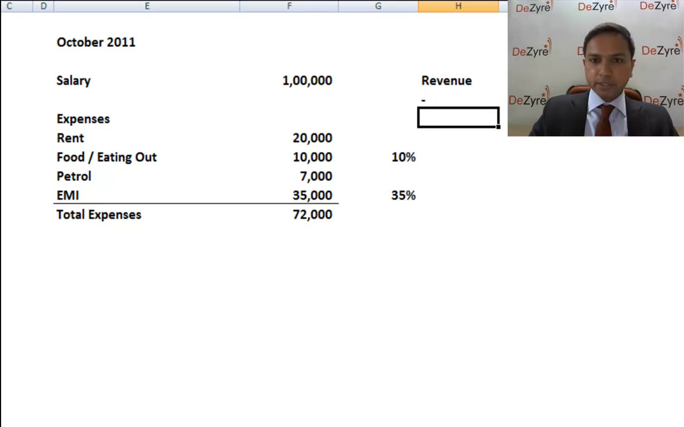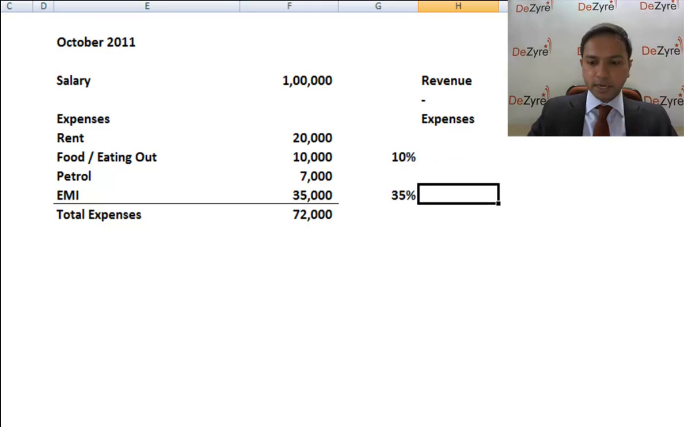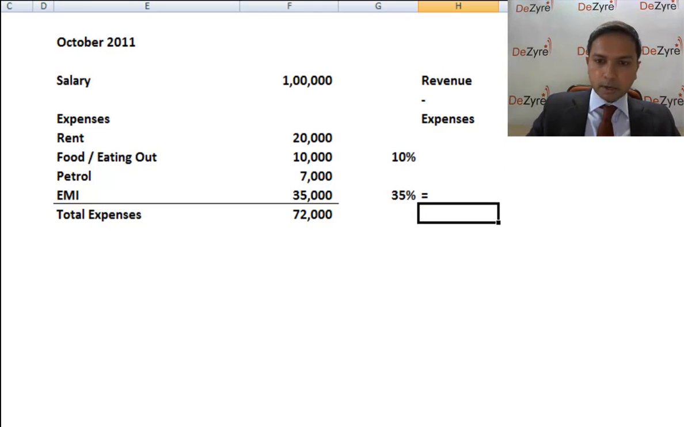Revenue minus, what is this? Your expenses. That's the money that you're spending that's going outside. Revenue minus expenses is equal to a profit or a loss.